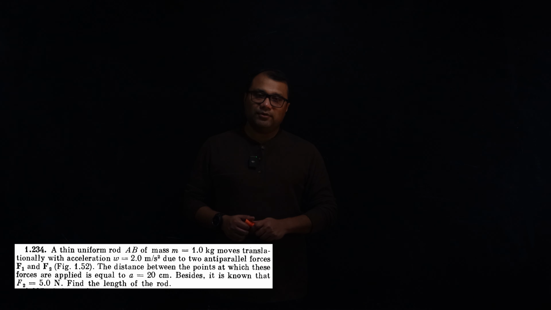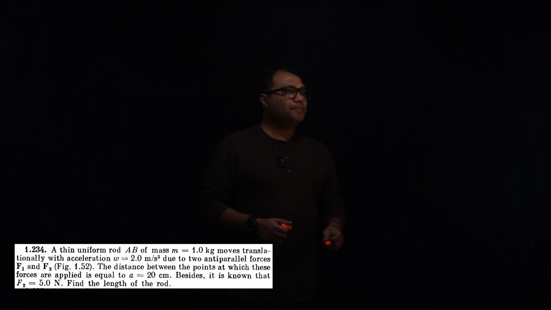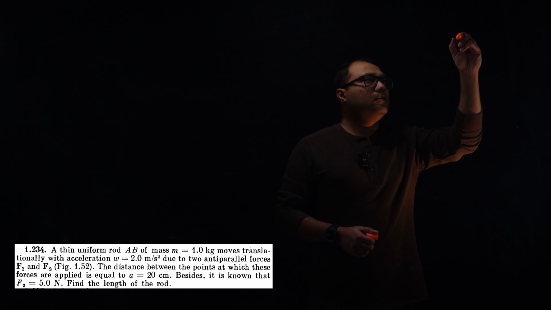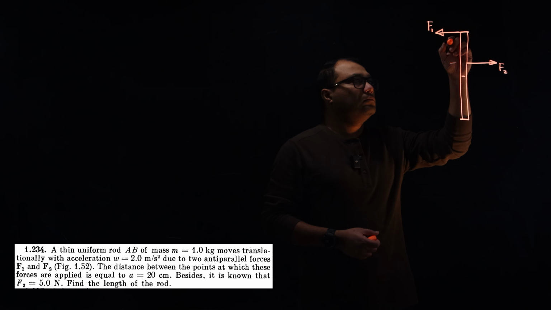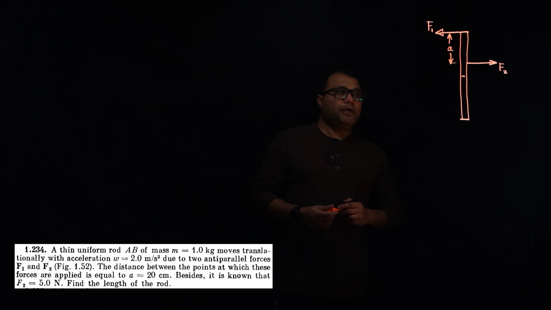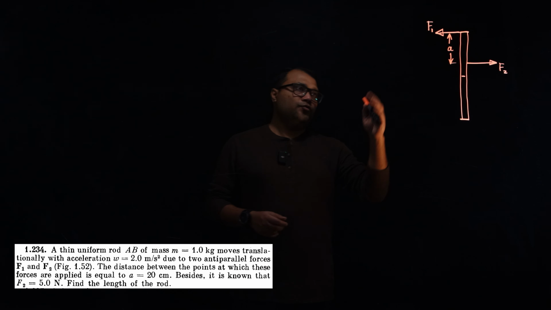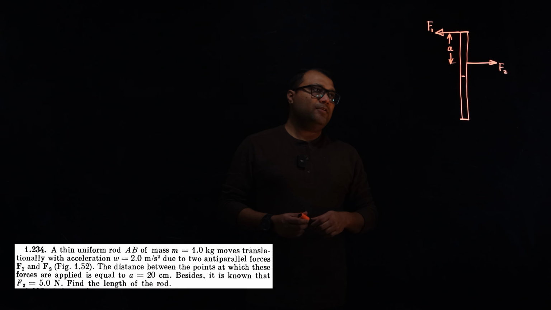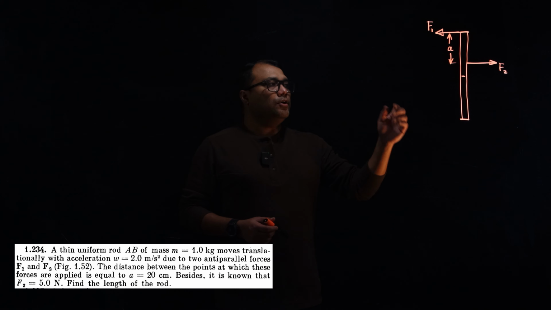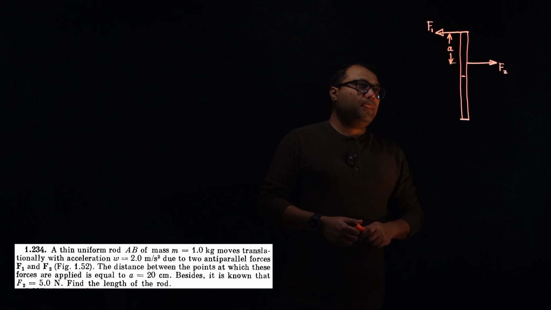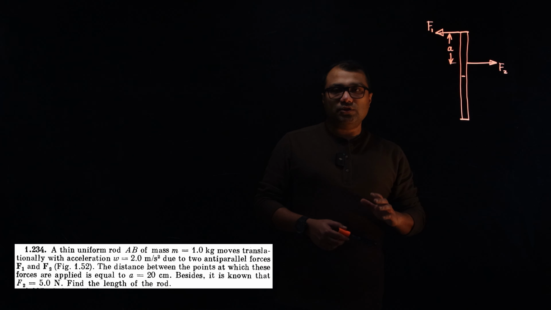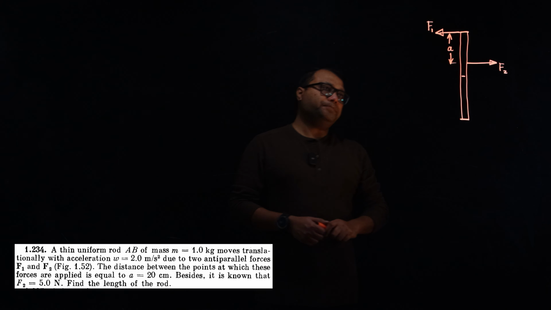So, this is the first of the rotational dynamics problems. It's a simple one. Let's start with the diagram first. Okay. So, there are two forces. These are anti-parallel forces on this rod acting at a distance a from each other, and the question is to find the length of the rod.